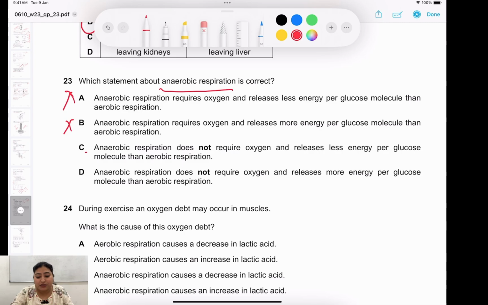Anaerobic respiration does not require oxygen and releases more energy per glucose molecule than aerobic respiration. So when we compare anaerobic and aerobic respiration, always and always aerobic respiration releases more energy than anaerobic respiration. So anaerobic respiration does not require oxygen and releases less energy per glucose molecule than aerobic respiration. Correct answer C.